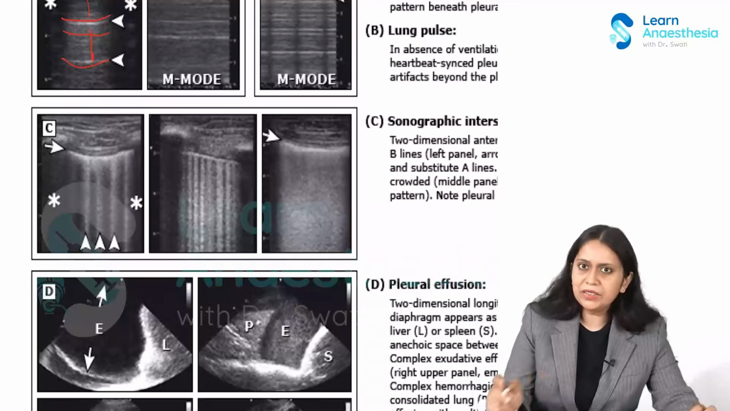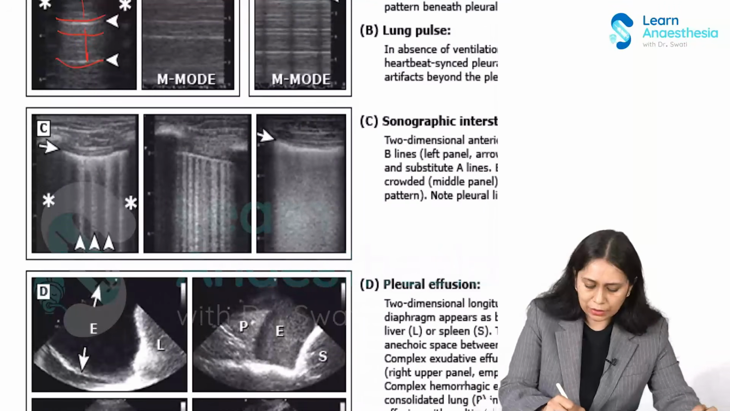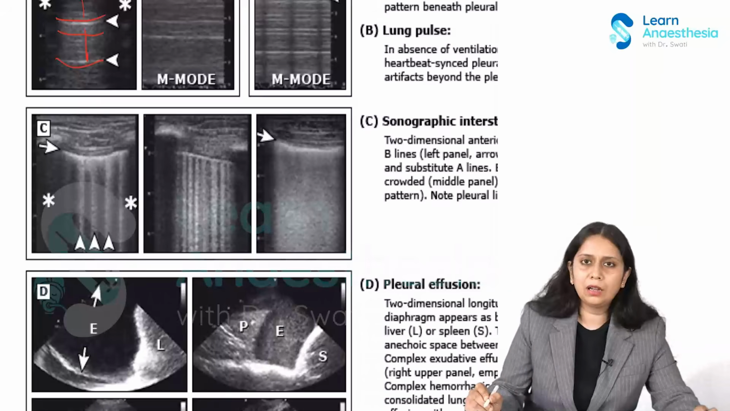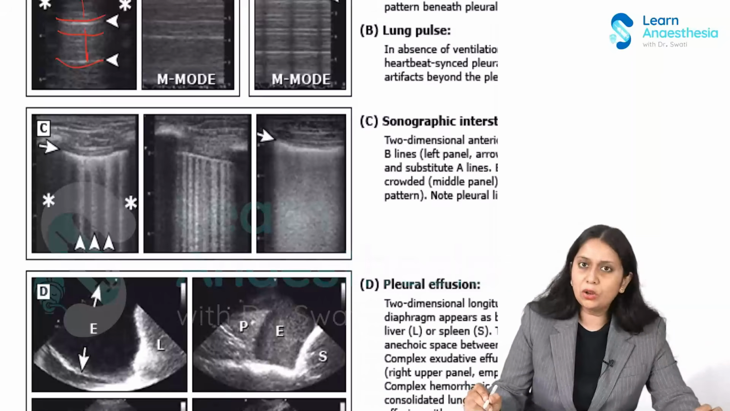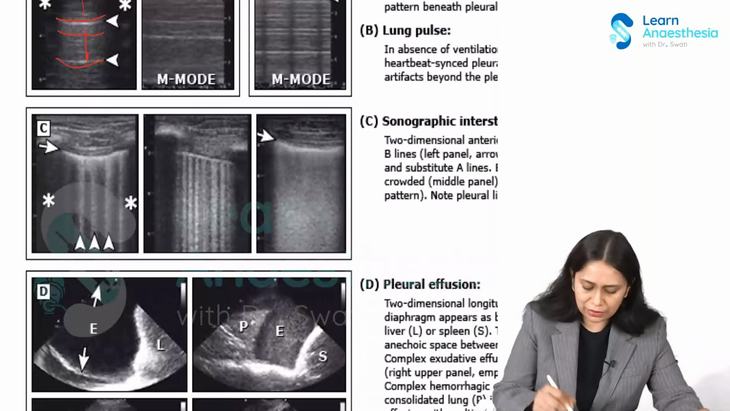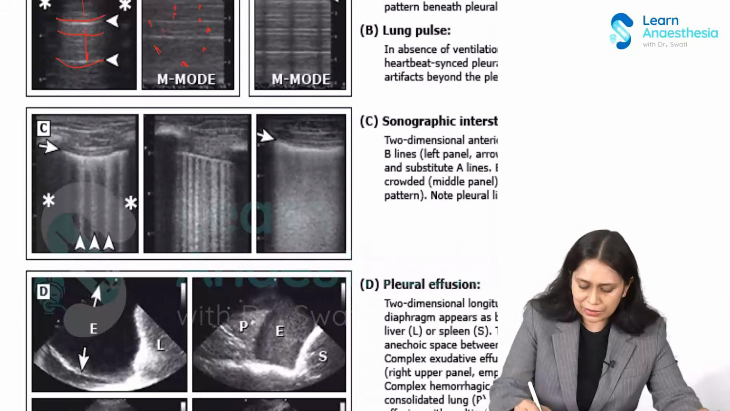Okay, if we see in M mode, this is the junction of lung and pleura. In M mode, we will get something called the seashore appearance. This is the sea and this is the beach. So this is the seashore appearance. And this is lung pulse.